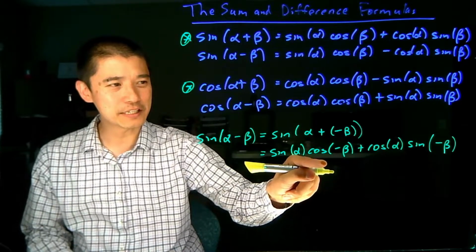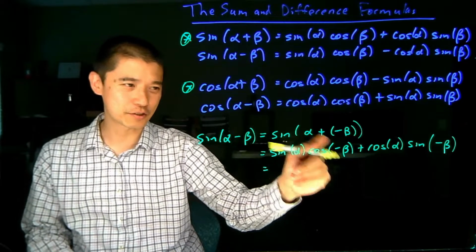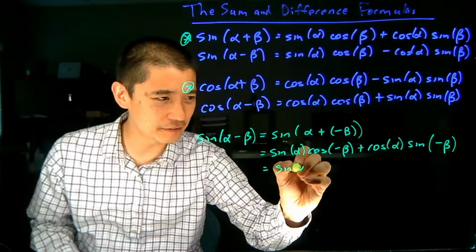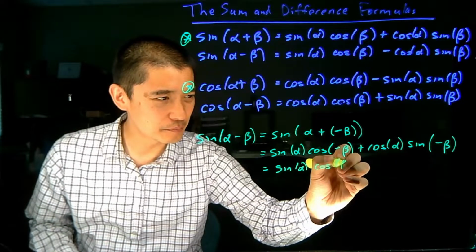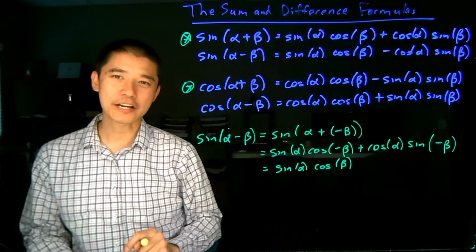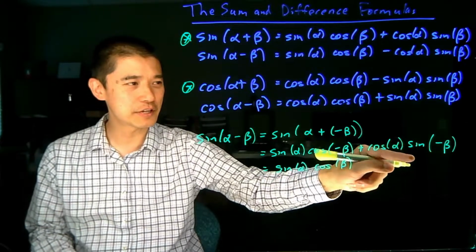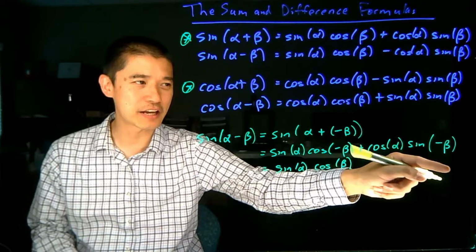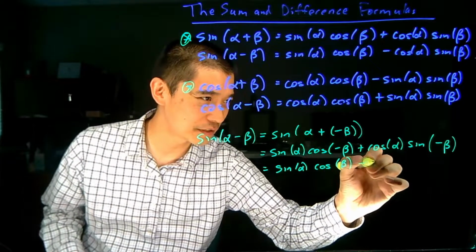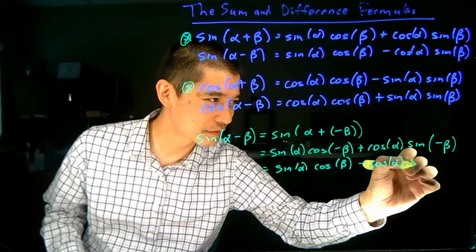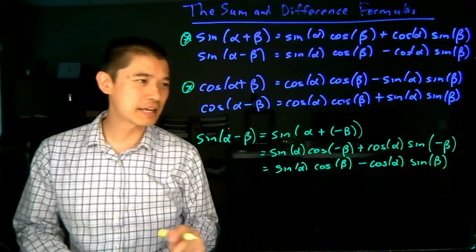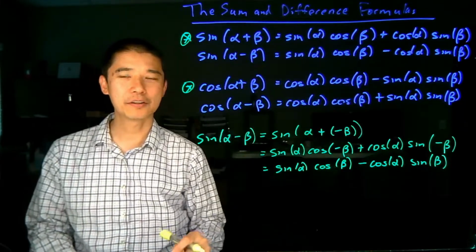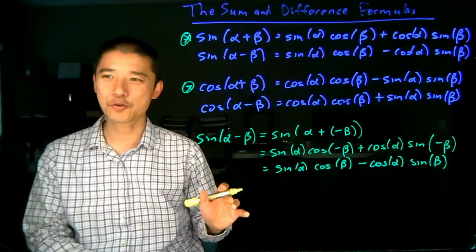Remember, cosine is an even function, so cosine of negative beta is just cosine of beta. So this is sine alpha cosine beta. And here, the sine function is an odd function, so sine of negative beta is negative sine beta, and we can pull that as negative sine out front. And that gives us exactly what we have up here. So really, these formulas are just two formulas.